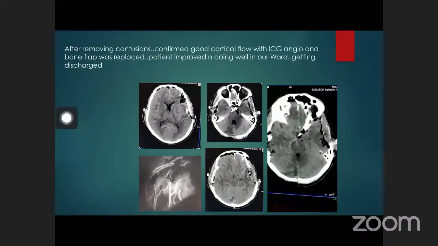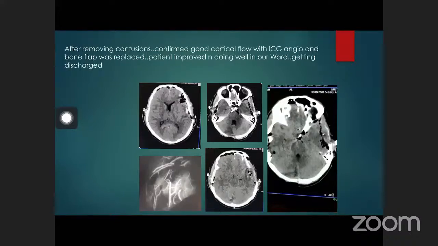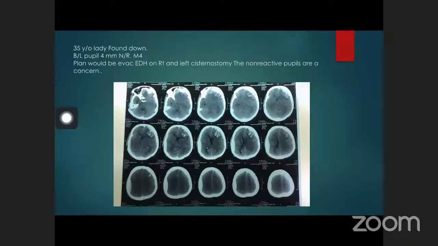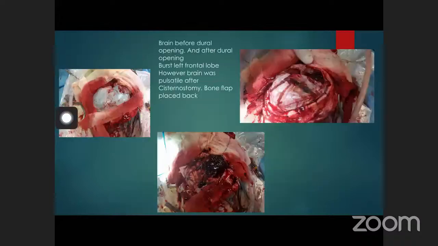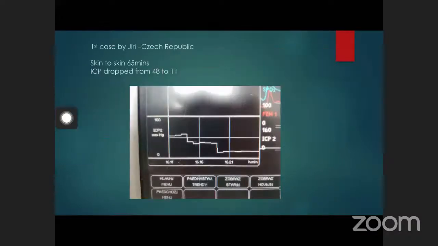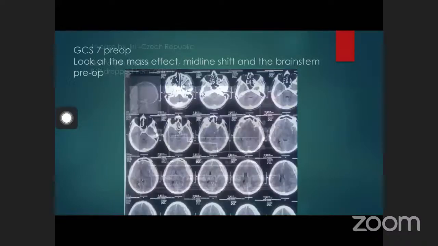We also had studies with the ICG to see the blood flow to these places after cisternostomy. It's an interesting paper, will come out soon. See this case. Burst lobe, acute subdural. Before opening the dura, after opening the dura, how the brain is bulging out, and after cisternostomy, you see that. This is from Czech Republic. His skin-to-skin time is now 65 minutes. ICP, he shows it's dropped from 48 to 11.